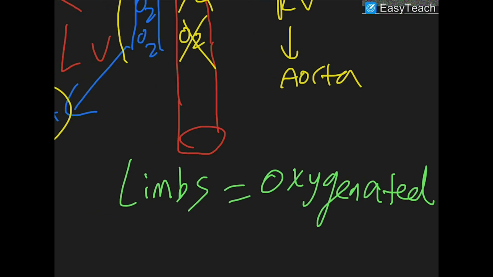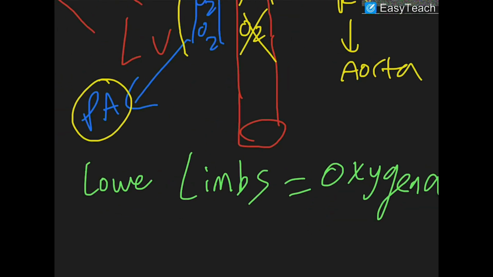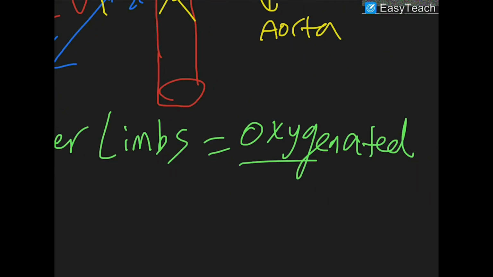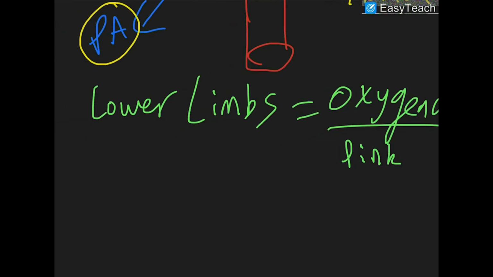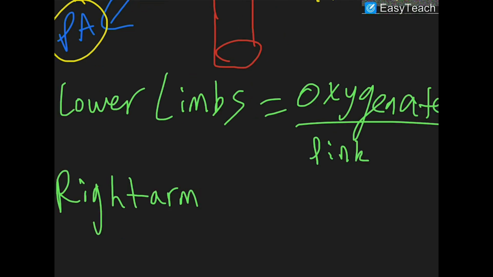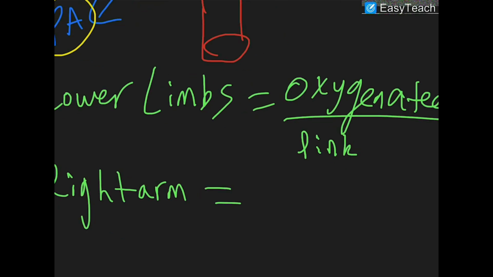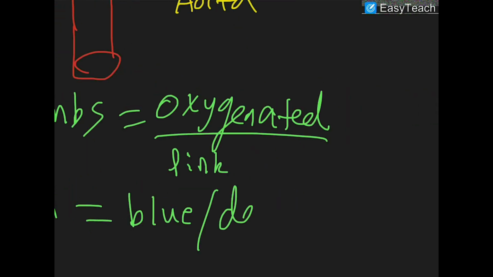Okay, so the lower limbs specifically, right? So your legs are going to be oxygenated, or at least more pinker than usual, right? Not fully oxygenated, but more pinker than usual, right? So they're going to be more pink compared to the arms, right? So specifically, the right arm. We'll explain why in a bit. But the right arm of the baby will be blue, okay, or deoxygenated.